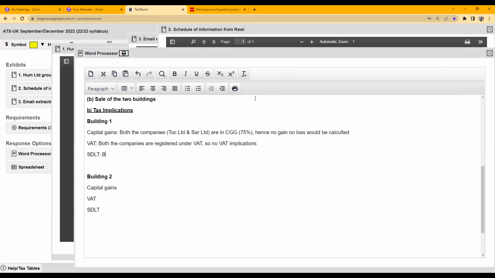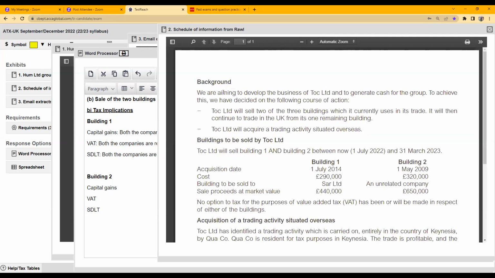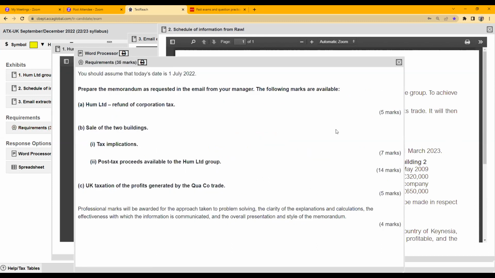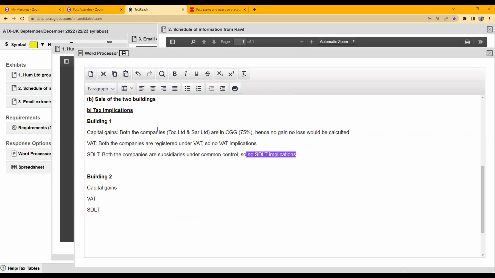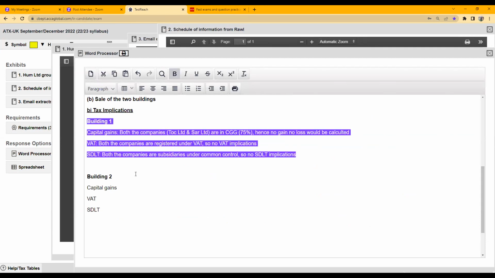Third point, for both the buildings, do not write, just copy and paste it. Control C. Both the buildings are in common control. Both the buildings are subsidiaries under common control. So no SDLT implications. That's a simple answer. Keep in mind, we are solving part B1 for 7 marks, and surely by writing these 3 points for building 1, you will be having 3.5 marks. I bet.